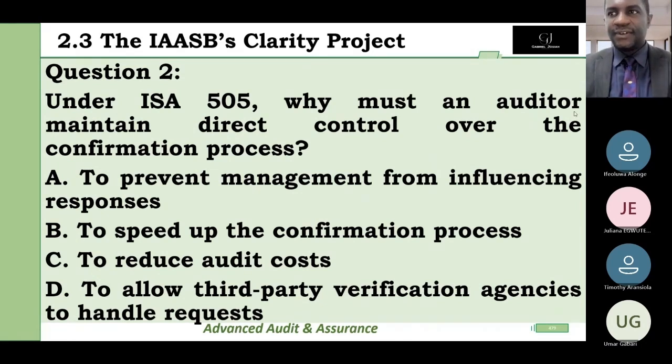All right, under ISA 505, why must an auditor maintain direct control over the confirmation process? A, to prevent management from influencing the responses. B, to speed up the confirmation process. C, to reduce audit costs. D, to allow third-party verification agencies to handle requests.